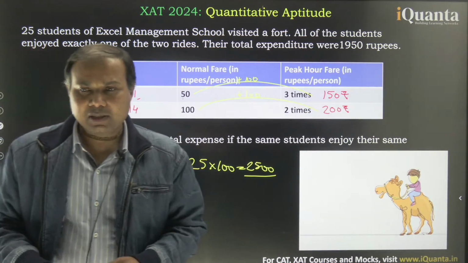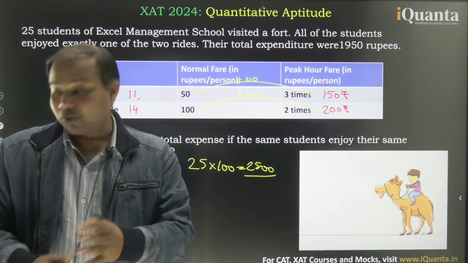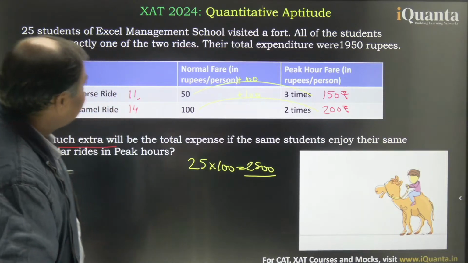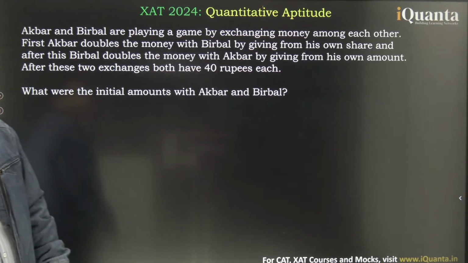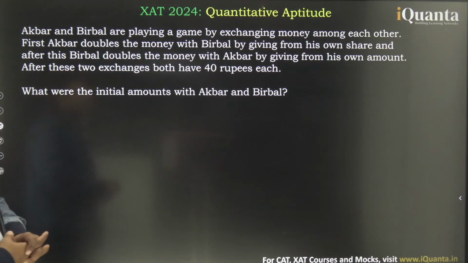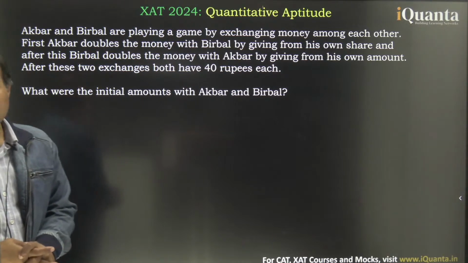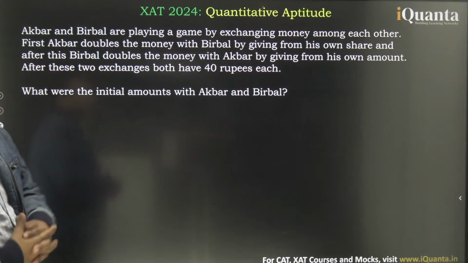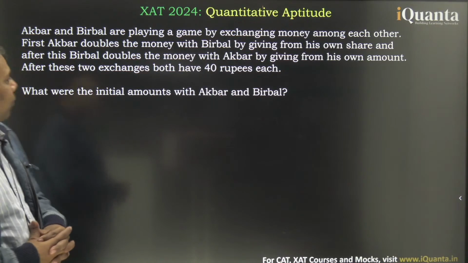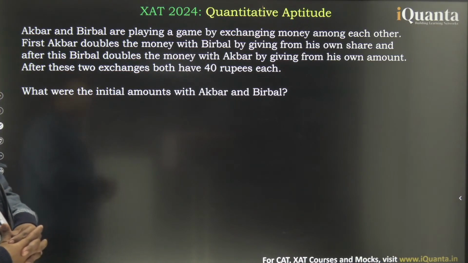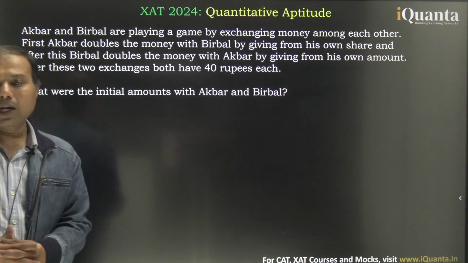Before moving to XAT questions, actual XAT questions of previous years, which you may have seen already or will be seeing now also, there's one more question on your screen. So please be quick to answer that. I'm reading it for you. It says, Akbar and Birbal are playing a game by exchanging money among each other. First, Akbar doubles the money with Birbal by giving from his own share, and after this, Birbal doubles the money with Akbar by giving from his own amount. After these two exchanges, both have 40 rupees each.